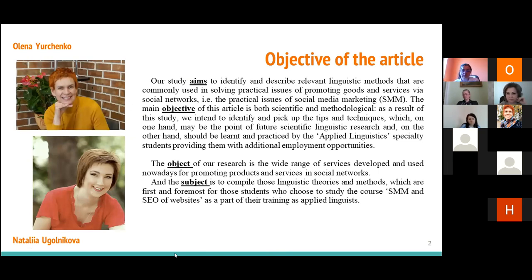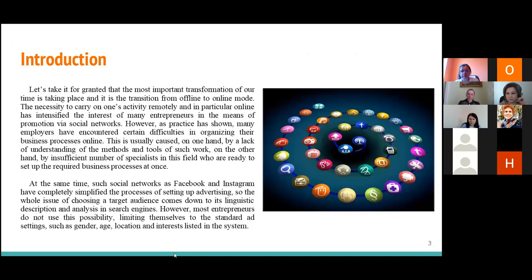We intend to identify techniques which may be the point of future scientific linguistic research and should be studied by the applied language specialty students, providing them with additional employment opportunities. The most important transformation of our time is the transition from offline to online mode via social networks. However, as practice has shown, many employers have encountered certain difficulties in organizing their business processes online.